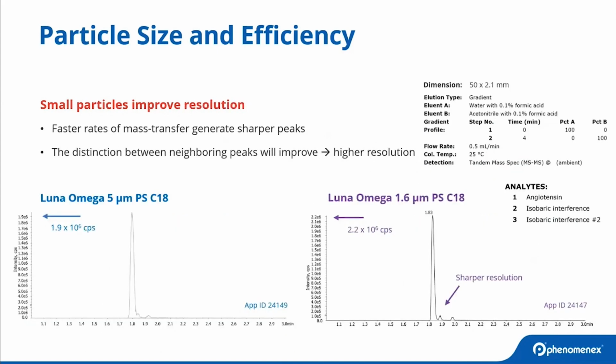The smaller particle size actually helps us to separate out challenging impurities. In this case, we are comparing 5-micron particles with a 1.6-micron particle, and we actually were able to achieve resolution of a problematic impurity. Again, same sample, same instrument conditions, same column dimensions, same morphology with respect to Luna Omega PS C18. In addition to achieving that sharper resolution, once again, take note of the improvement towards sensitivity.